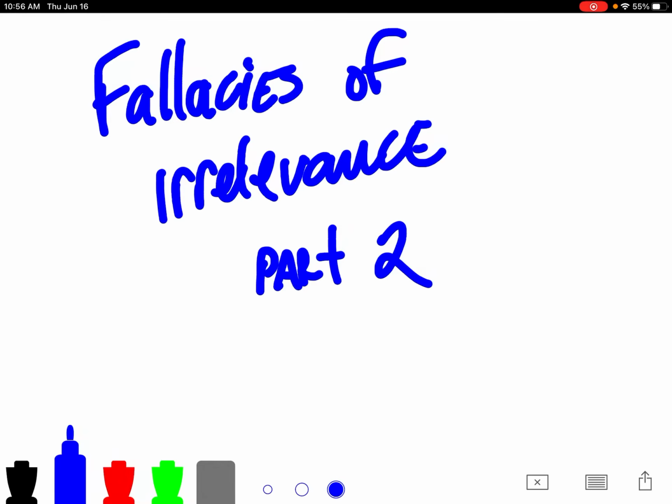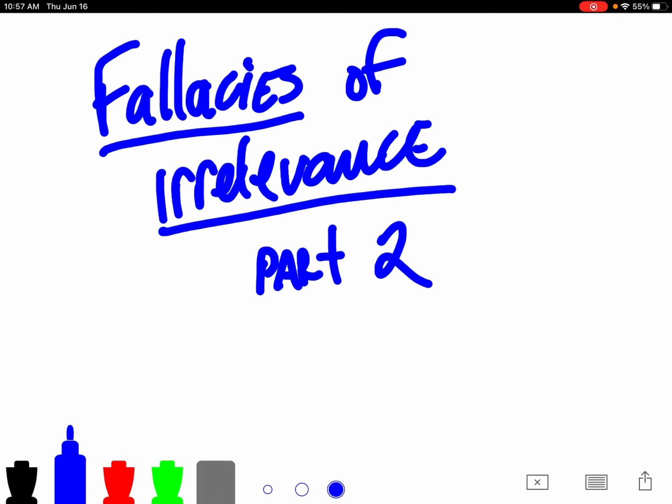So here we are to discuss the fallacies of irrelevance. Like we talked about last time, one of the things that are necessary for an argument to be good is that the premises lead to the conclusion, or you might say that they're relevant to the conclusion. And there are plenty of fallacies that tend to persuade us, but upon further evaluation, we see that they're using premises that are irrelevant to the conclusion. And so this is the second video that we're going to be talking about an additional 4 of those.